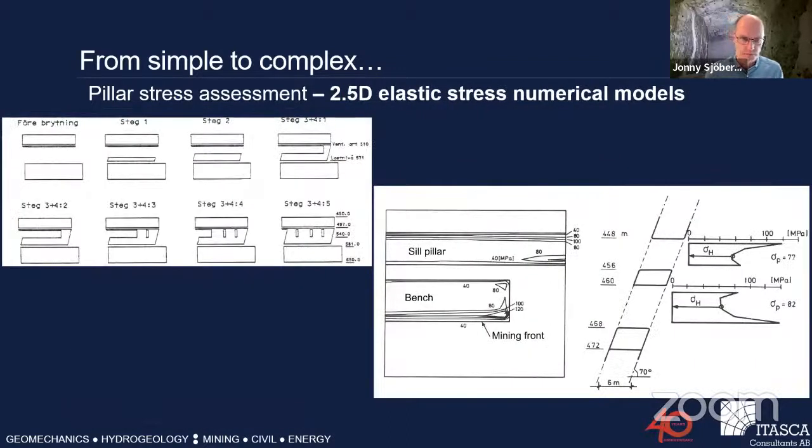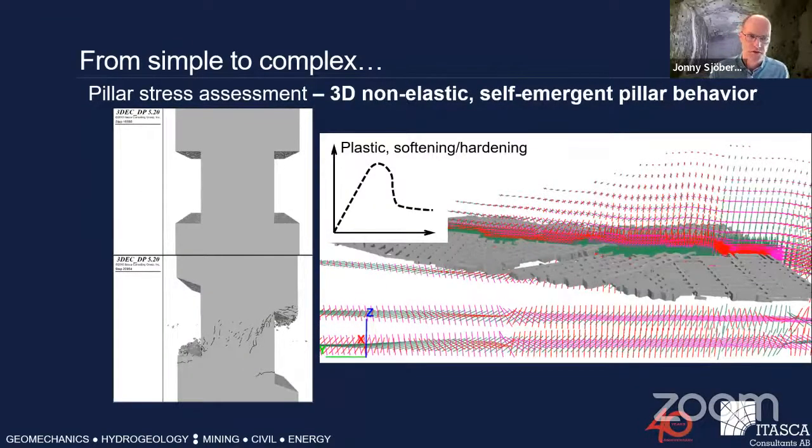And then moving slowly over to the third dimension, but first doing 2.5D models where you can look at sequencing within the modeling plane, but still elastic. And then today we are at doing this in 3D. So we can model really, really large scale pillar arrays. We can model non-elastic with self-emergent fracturing within the pillar, so a plastic softening or hardening model. But again, it has to be based on mechanics.